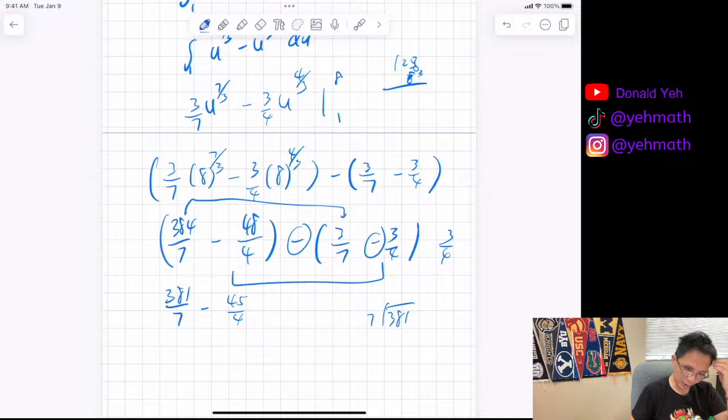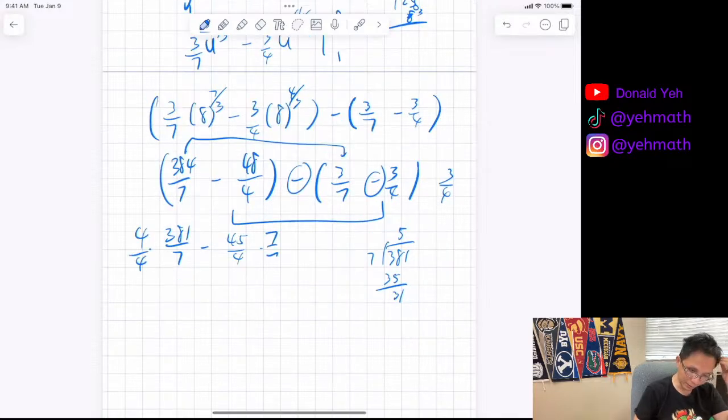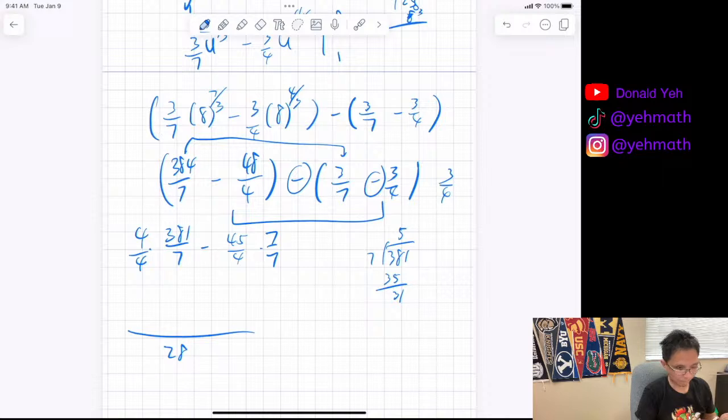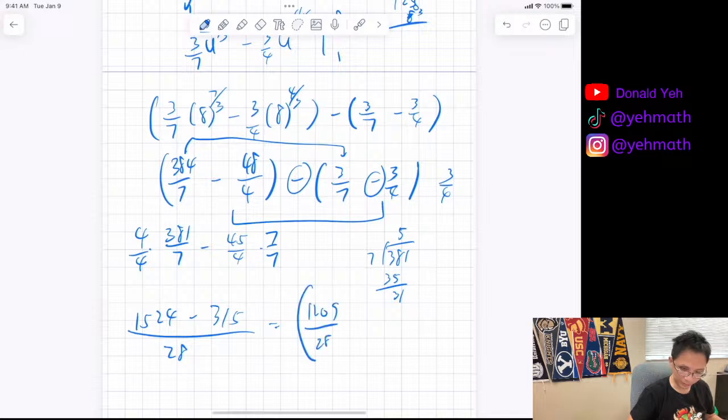This one is 5, 35, 31. That doesn't work. Okay, I'm going to multiply this by 4 over 4. This is 7 over 7. So it'll be 28 over 4 times 3 times 4 times 381 is what? 4 times 380 is 1,500. 45 times 7 is 315. And so 1524 minus 315 is 1209 over 28.